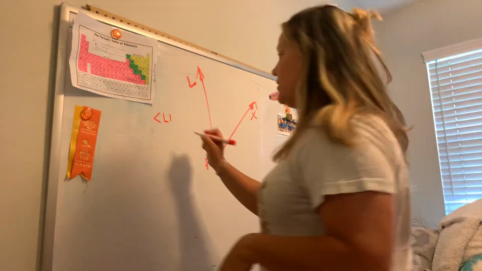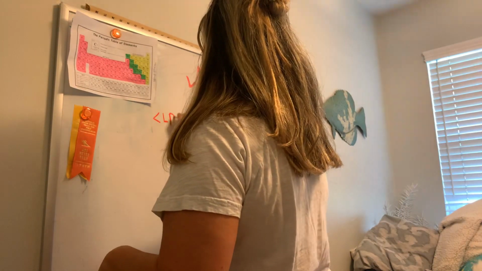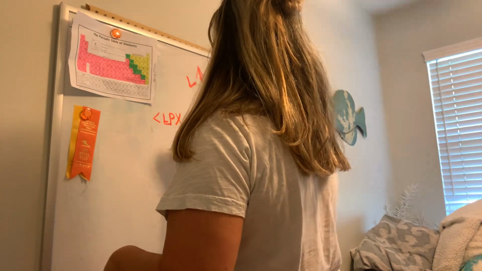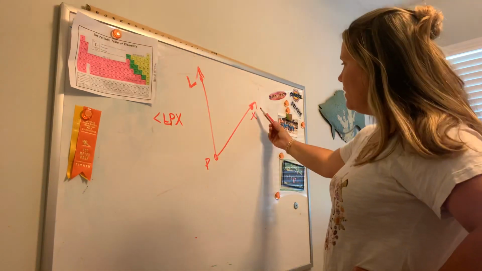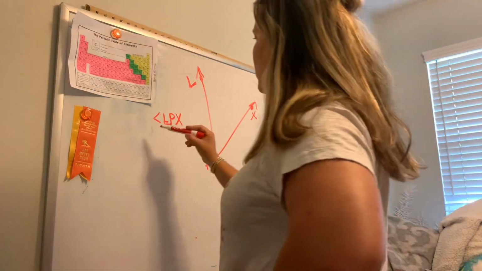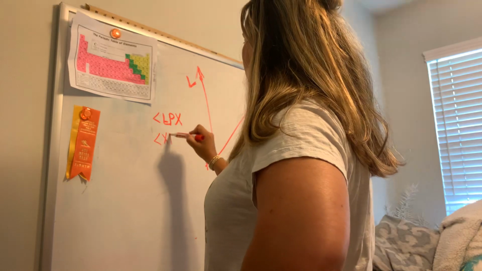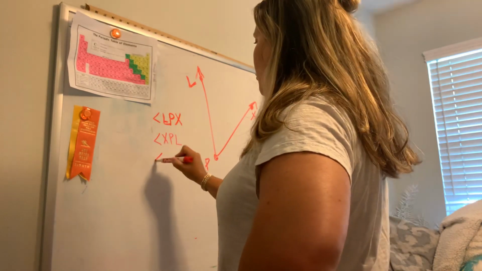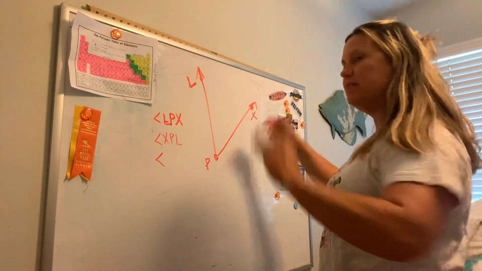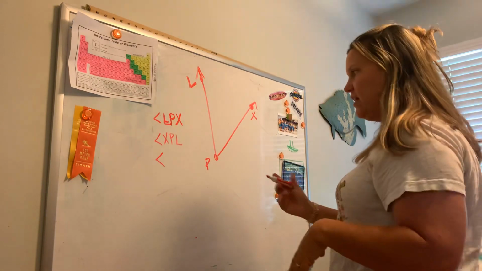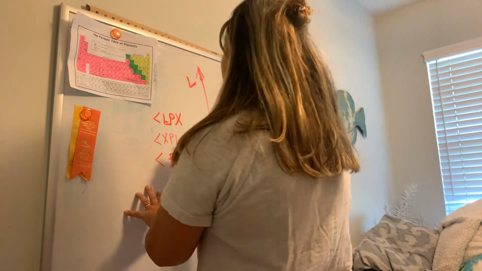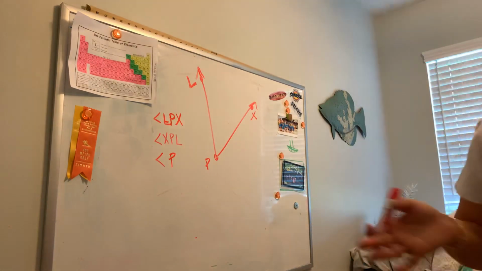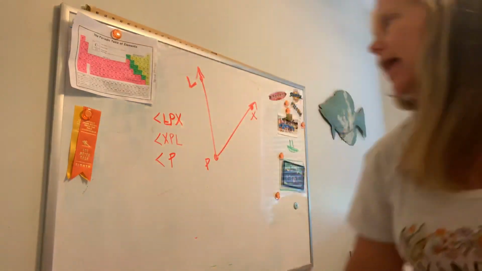So where I was, L, P, X. The next way is X, P, L. And the next one is the one angle that's in the middle, the one where the V comes together. So that is P. So those are the ways to name an angle.